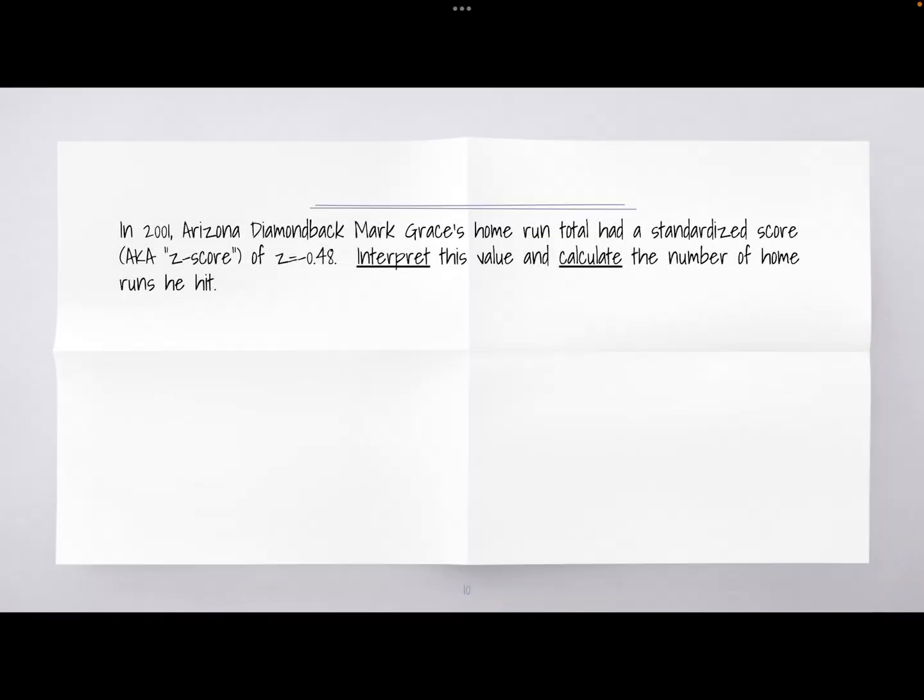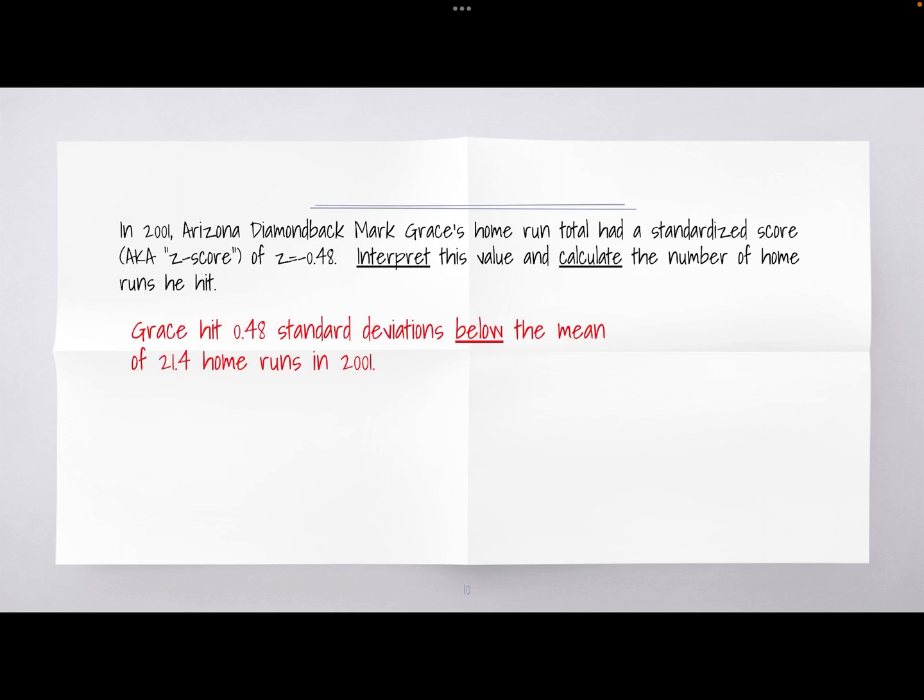Okay, so let's look at our final example. In 2001, Arizona Diamondback Mark Grace's home run total had a standardized score, also known as a Z-score, of Z equals negative 0.48. Interpret this value and calculate the number of home runs hit. The Z-score is 0.48 standard deviations, and it's below the mean, so we know it's going to be negative. We need the mean for 2001, so we have to look at the table from above.